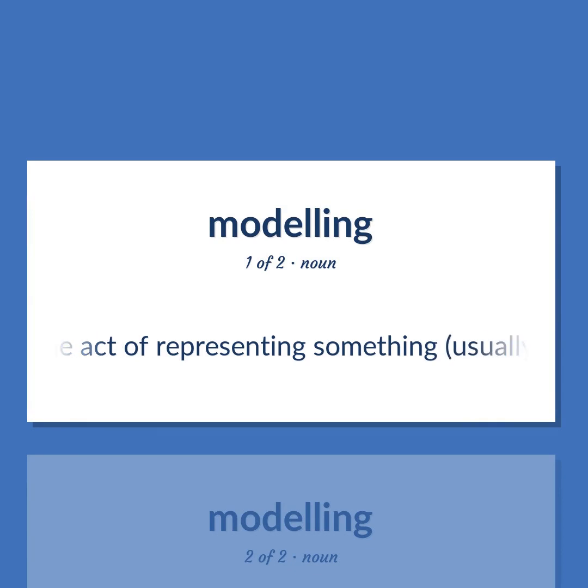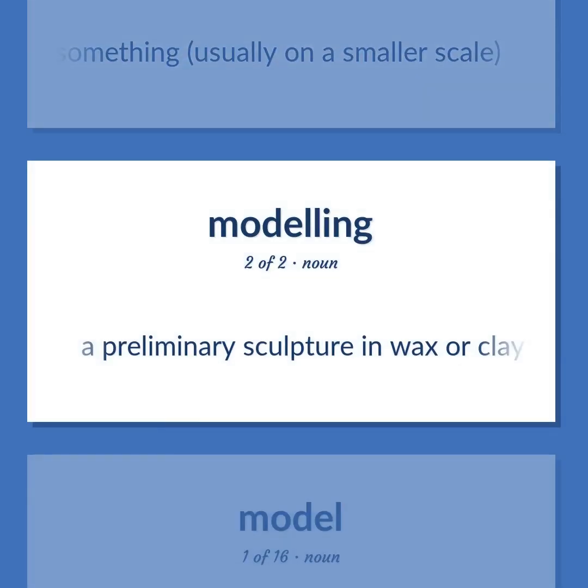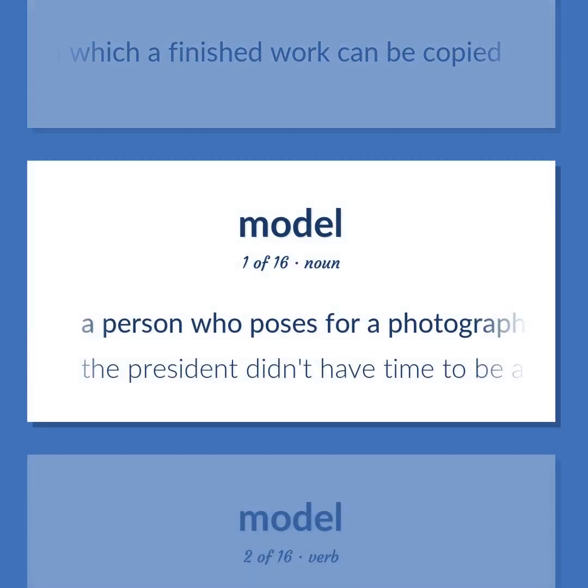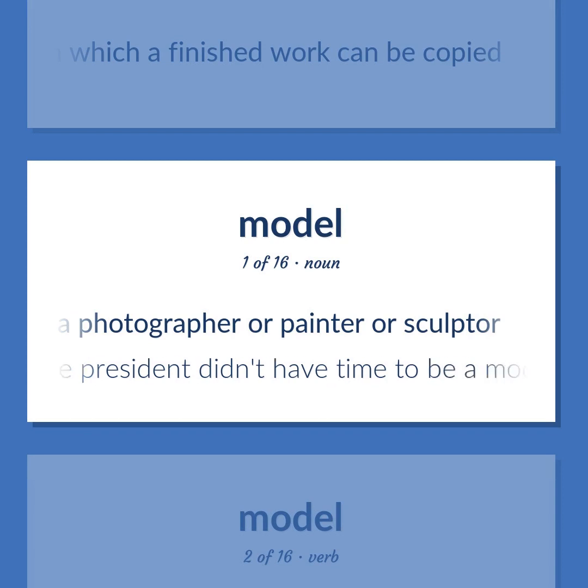The act of representing something, usually on a smaller scale. A preliminary sculpture in wax or clay from which a finished work can be copied. A person who poses for a photographer or painter or sculptor. The president didn't have time to be a model, so the artist worked from photos.